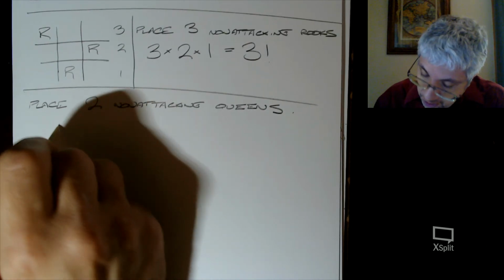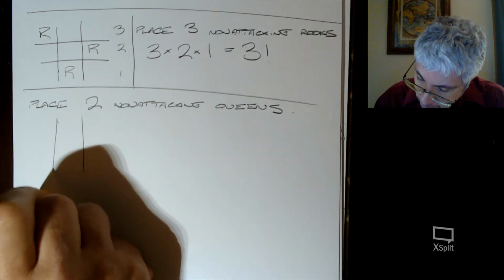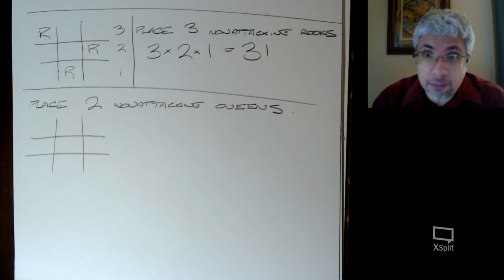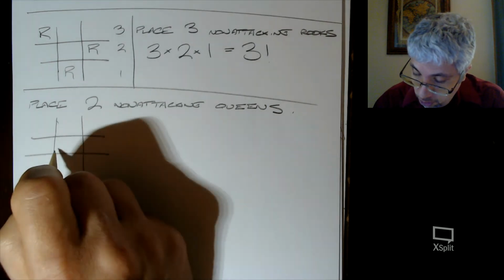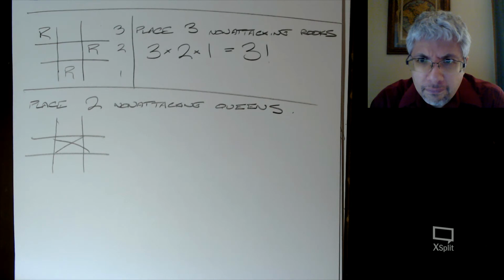But one thing to notice is that I don't want a queen in the middle. I can't put a queen in the middle, right? No way I can put the queen there. Otherwise, it would attack everything.